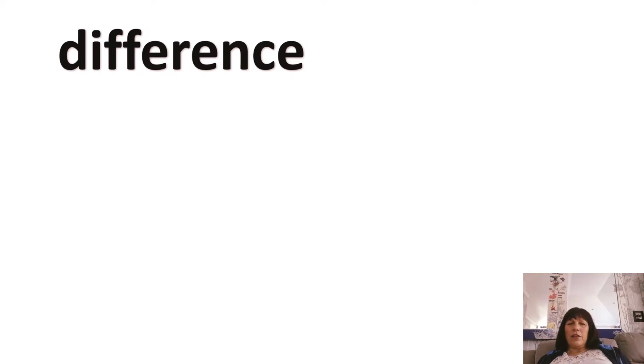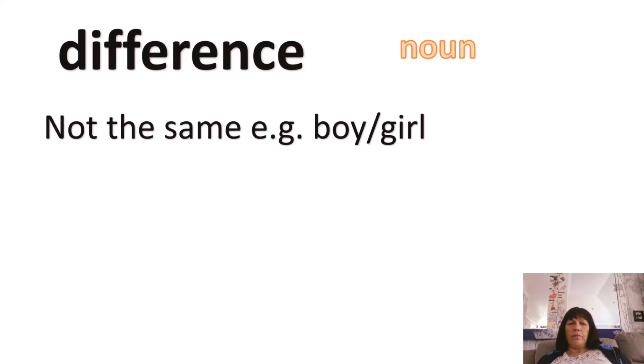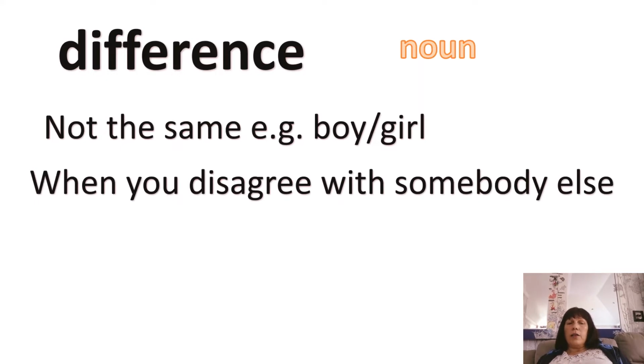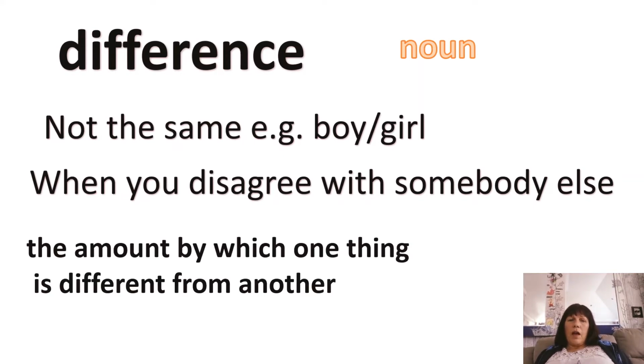So the word difference is a noun. It means not the same. There's a difference between a boy and a girl, for example. And it could be when you disagree with somebody else, we have a difference of opinion. And it might be the amount by which one thing is different from another.